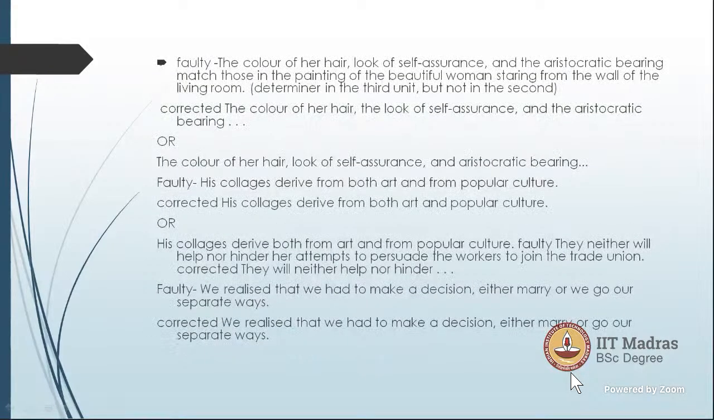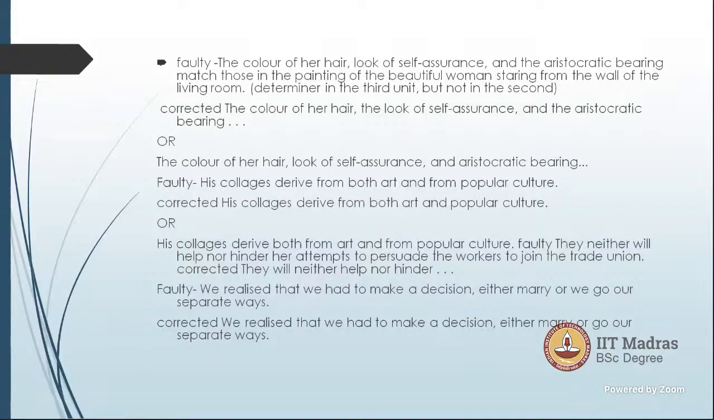Other examples: the color of her hair, look of self-assurance, and the aristocratic bearing match those in the painting of the beautiful woman staring from the wall of the living room. Okay. Determiner in the third unit, but not in the second. So if you're using a determiner for the third unit, then you have to use it for the second unit also. The first determiner, the, is used for a different reason. That has got nothing to do with the parallel structure, right?